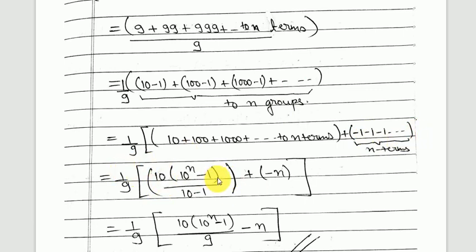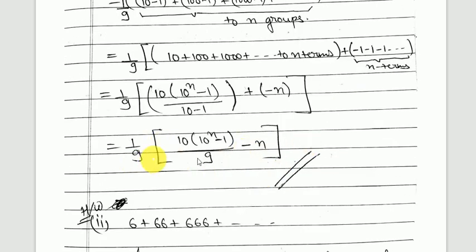Now if you observe this bracket, you can see that these terms are in GP. 100 divided by 10 is 10, 1000 divided by 100 is 10 and so on. So this is in GP. First term is 10, common ratio is 10, that is greater than 1, so we have to use this formula. And here you can see that n times minus 1 is appearing, so that means minus n. So simplify this and you get the answer.